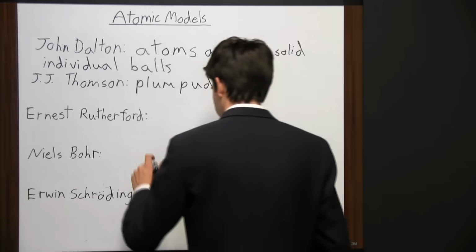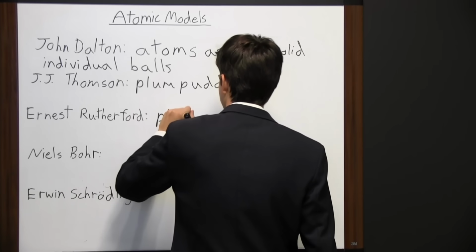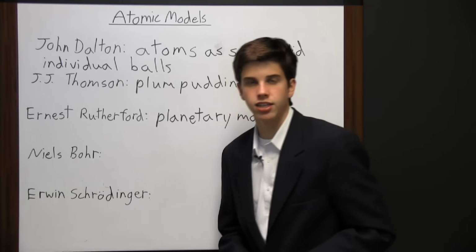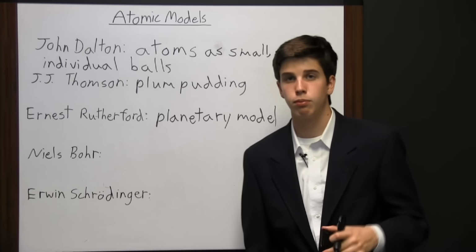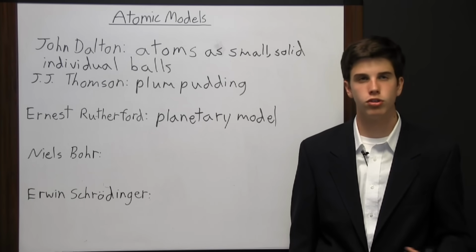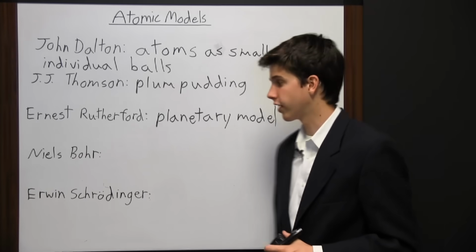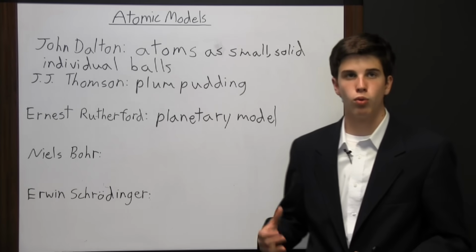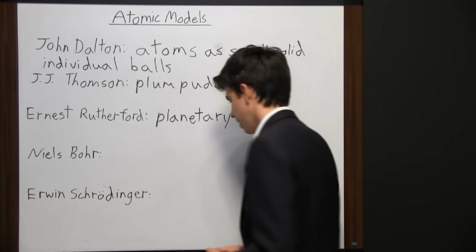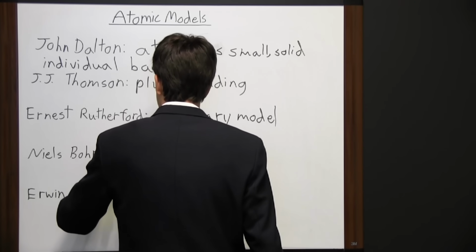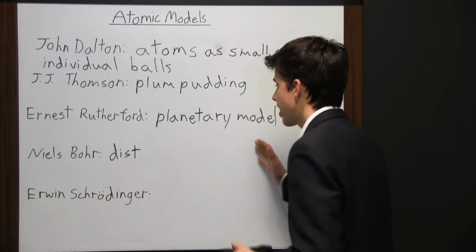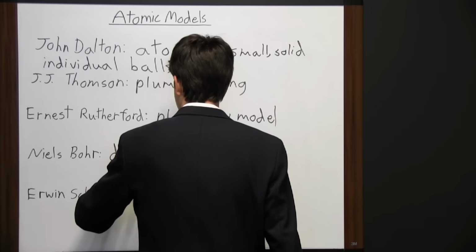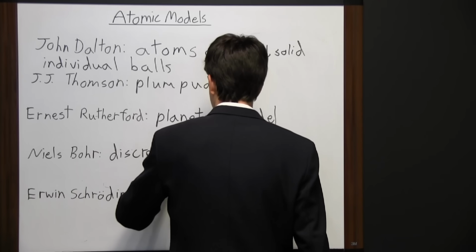Then we come to Ernest Rutherford, who came up with the planetary model. He thought of atoms as being mostly empty space, and he believed that most of the mass of an atom came from the small nucleus. Electrons were found orbiting the nucleus, so that's why he called it the planetary model, because electrons were orbiting the nucleus like planets orbit the sun. Then Bohr came up with the idea, building on or modifying the planetary model, to say that the electrons orbited the nucleus in discrete circular energy levels or shells.